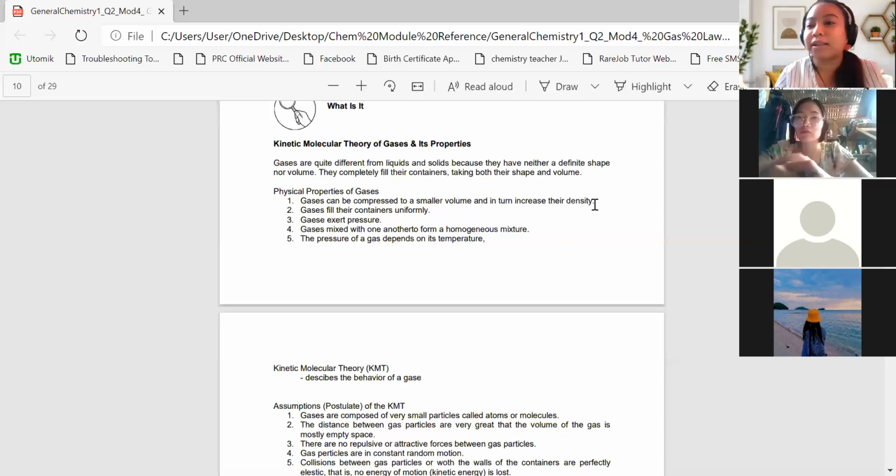Can we compress the liquids? Yes, we can slightly compress them. Like the ice, di ba? If we lower the temperature, the water molecules will begin to go closer to each other, they begin to be compacted, and they turn into solid. That is because their distance from one molecule to the other becomes smaller. So their physical property or their appearance or their state differs when the distance between molecules differs.